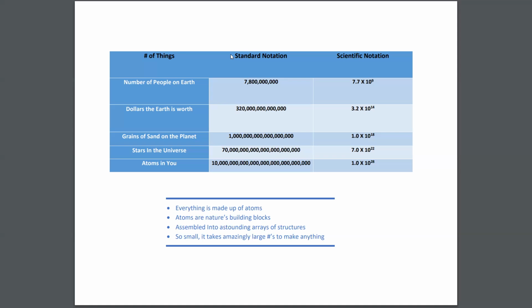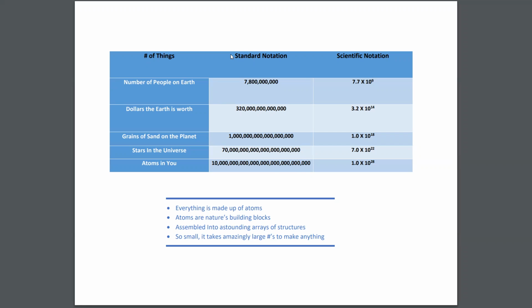But then it can even get larger if we're talking about grains of sand on the planet. If you've been on the beach, you're familiar with the fact that there's a meticulously large number of grains of sand. And this is to the 18th power. So you're taking 1 and multiplying it by 10 to the 18th power. Again, an incredibly large number.